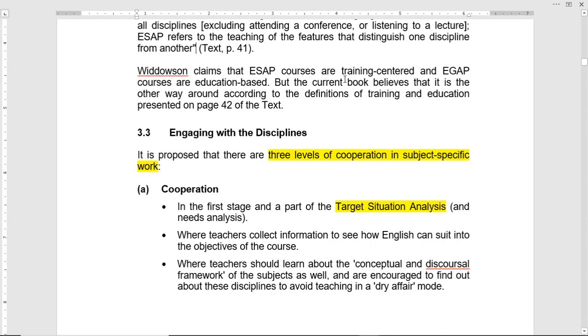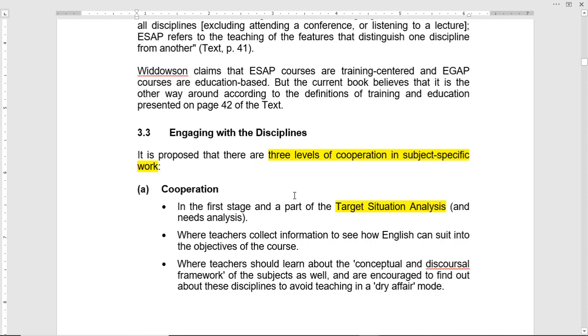ESAP courses are training centered, and EGAP courses are education based, according to one theorist. But the current book believes that it is the other way around, according to the definitions of training and education presented on page 42 of the text. So let us go to the different disciplines.